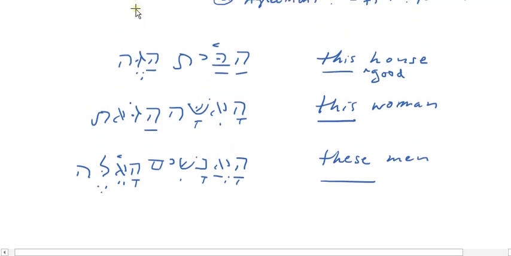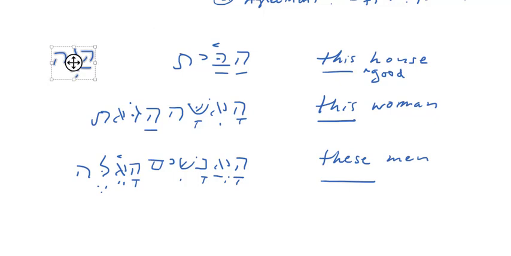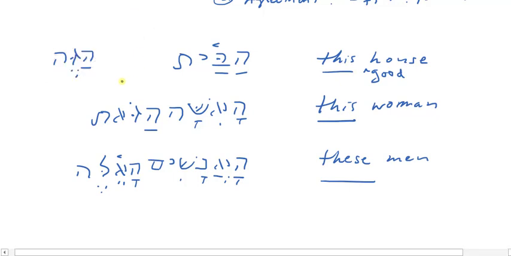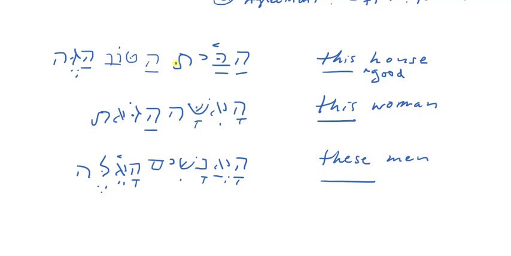Yes, it's going to go before. So here is the deal, okay? We're going to have to move this over and get that adjective in between. So habayit hatov haze. Okay? So in literal order, it's the house, the good, the this, which is really beautiful Hebrew, isn't it?